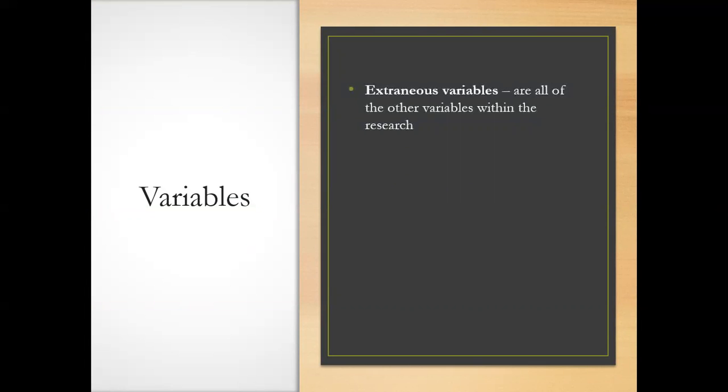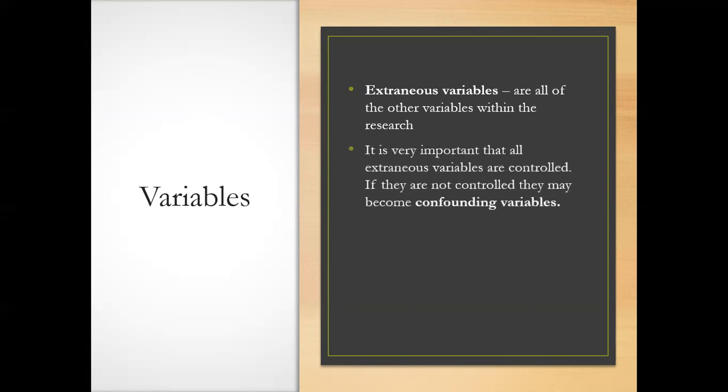Now, in a piece of research, we have the IV and the DV, but all the other variables are known as extraneous variables. Remember, let's add this to your glossary as well. And that means it's every other variable that's within the research itself. These are known as extraneous variables. And it is of utmost importance that these extraneous variables are controlled. That's why a laboratory experiment is so good, because of the high level of control. They control every single variable within the research.